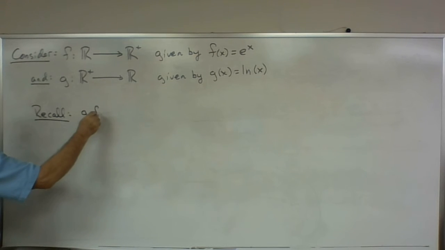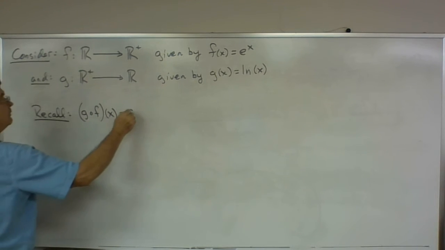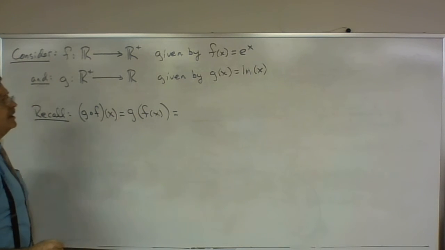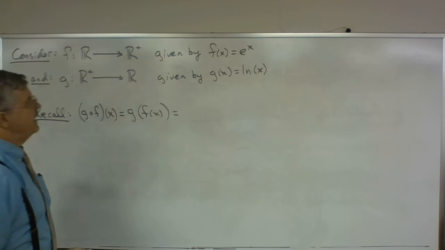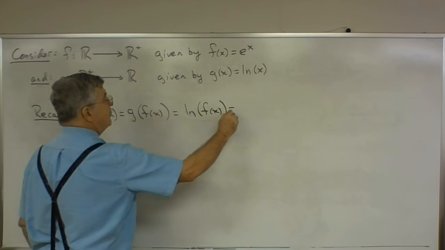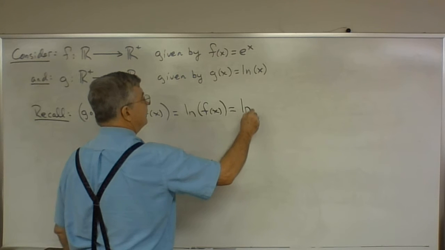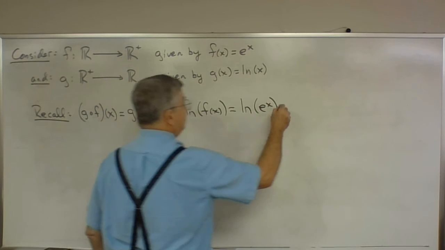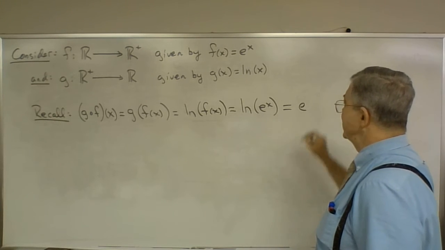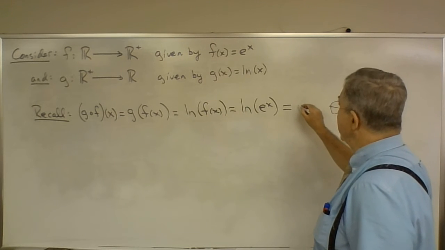So g composed with f of x, so that's g evaluated at f of x. And g is what? Natural log, so this is natural log of f of x. But f of x is e to the x. And we know natural log and e undo each other. We get x.